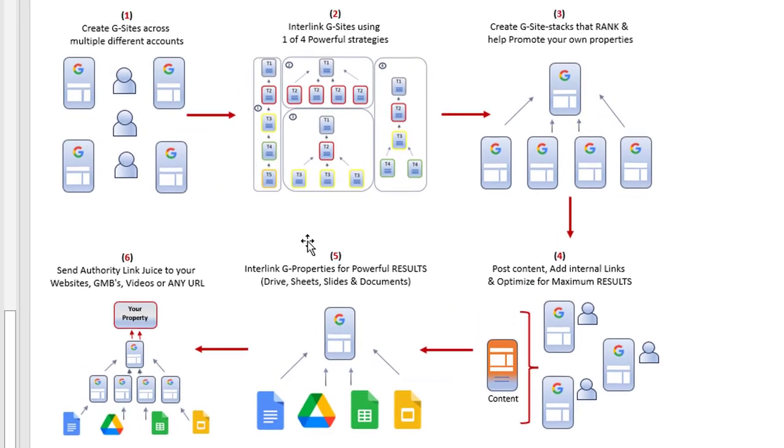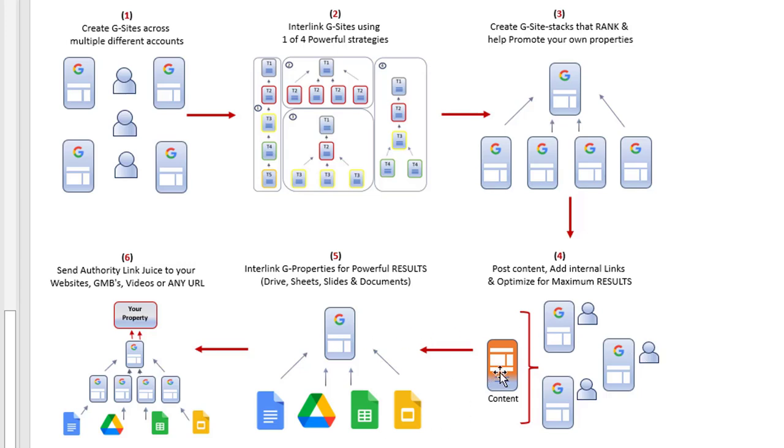So I've created this quick image to show you exactly what's going on. So you're going to be able to create G sites across multiple different Google accounts. When you go ahead and create the sites, you're going to be able to select whatever account you want to create the site on. You can create multiple sites per the account, or you can create individual sites on each individual account as well. And then you're going to select a strategy that you want to work with, one of 4 powerful strategies, and then the software is going to go ahead and interlink everything for you and knit it all together really nicely so that you're going to be able to go ahead and post onto these Google sites. It's going to be like a platform for you to go ahead and promote whatever you want on there.